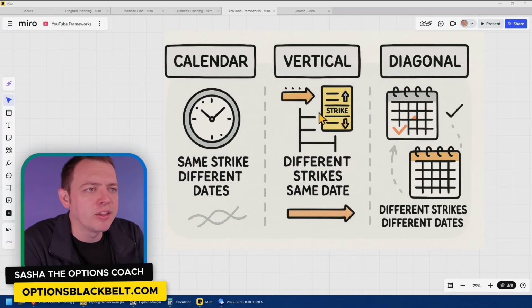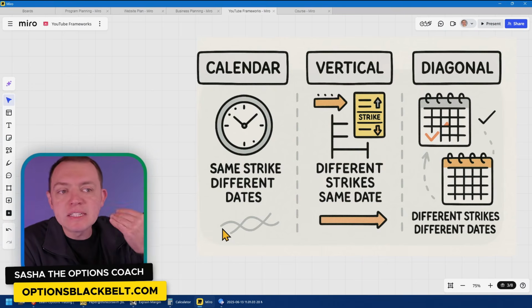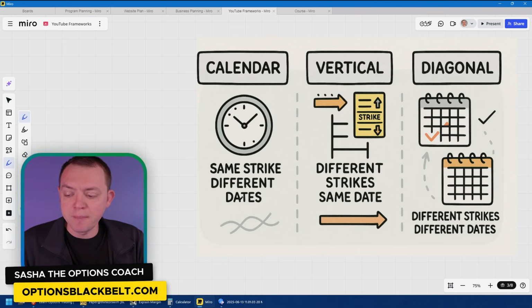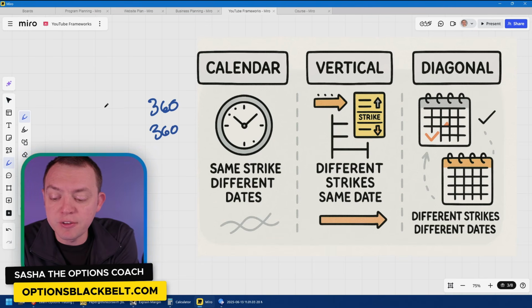Okay, if we take a quick peek at this little diagram that we generated, a calendar spread basically is the same strike at different dates. And what you're really looking for is a capture of theta decay. So we've got the same exact strike. Let's say it's a 360 and a 360, except the one we have right here might be 20 days until expiration. So we've got the DTE, and that's the one we're selling.